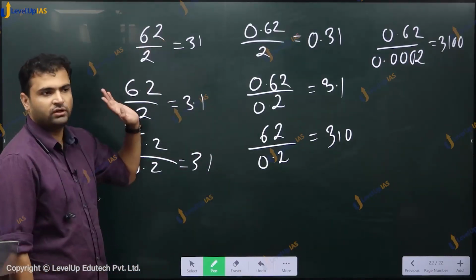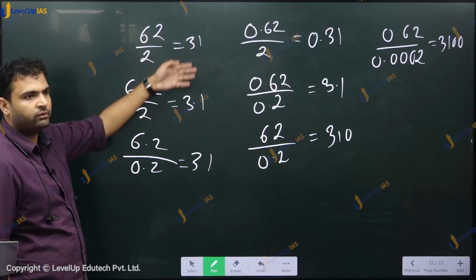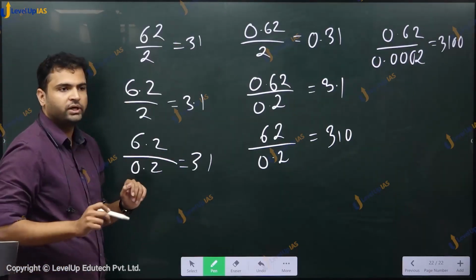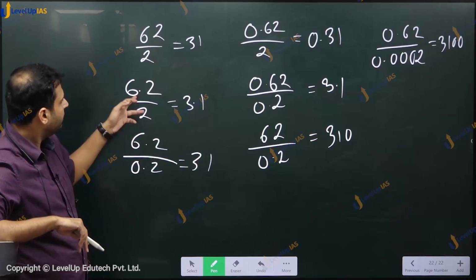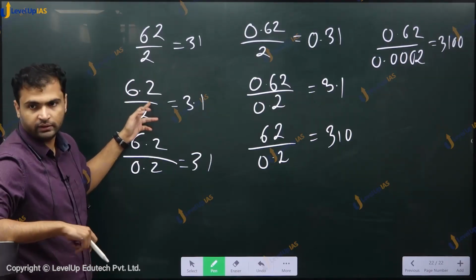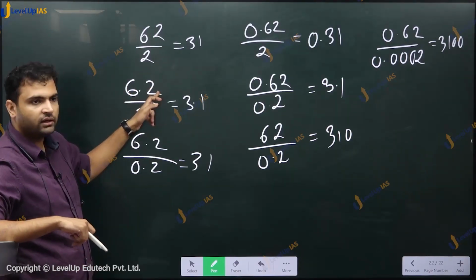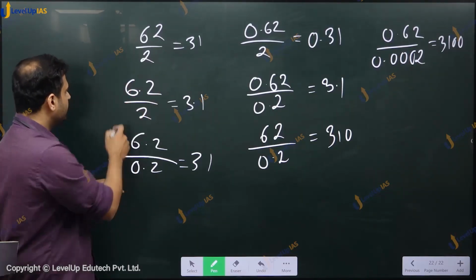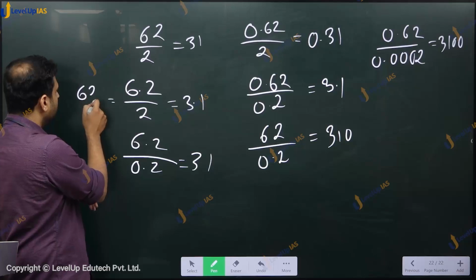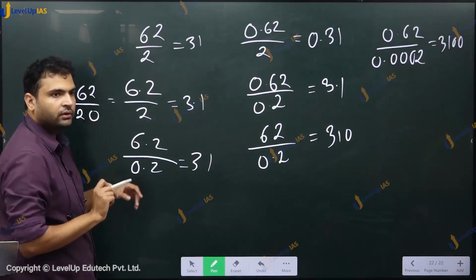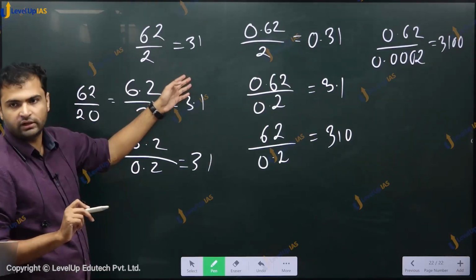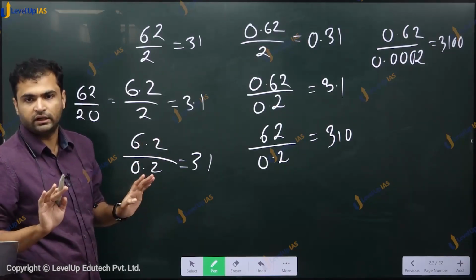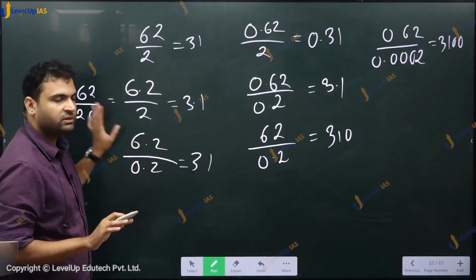So here there is no question of decimal. 62 divided by 2 is directly 31. Here we have one decimal in the numerator. But look at it, if we multiply the numerator by 10, this goes here and there is no decimal now. So what is this? This would be 62 divided by 20. Because I have multiplied by 10 in the numerator, I have to do it in the denominator, otherwise the value will change. The value must not change, the value stays the same, we just don't want the decimal.